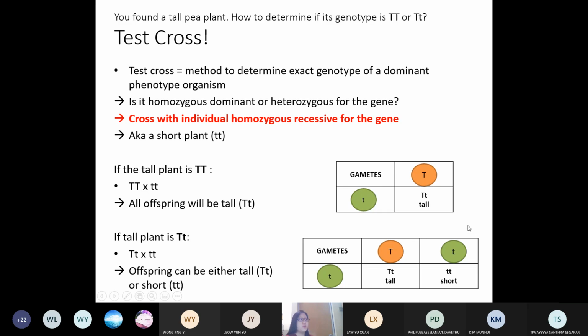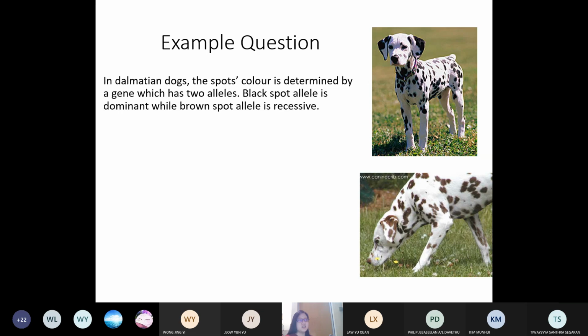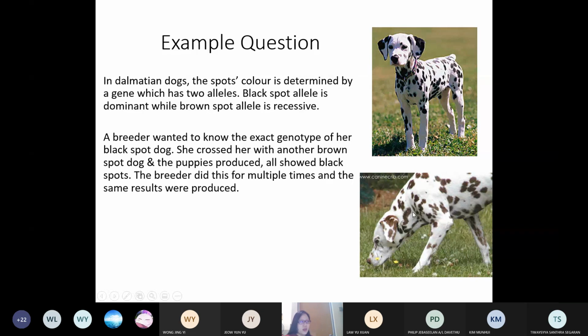Again, if you have any questions, put them in the chat. And what we're going to do now is, ignore that first, we're going to do an example question. Yay, look, dogs, cute. This is a Dalmatian. They have 2 alleles. One is a black spot allele, which is dominant. Brown spot allele is recessive. The breeder wants to know the exact genotype of a black spot dog. Black spot dog is dominant phenotype, right? It tells you that this fella is dominant. So big B, black. Small b, brown.